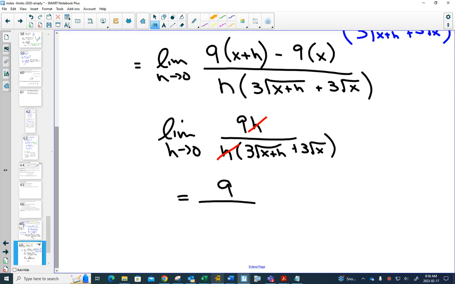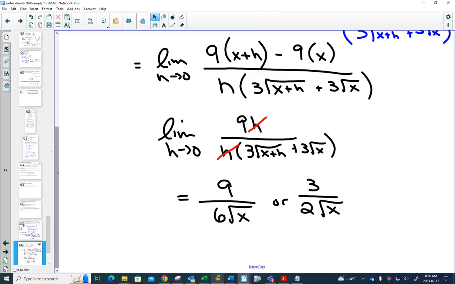And on the bottom, I have 3 root x plus 3 root x. Those are like terms. And I get 3 over 2 root x as my derivative. Straightforward, simple. And this is the formula that finds any of our slopes.